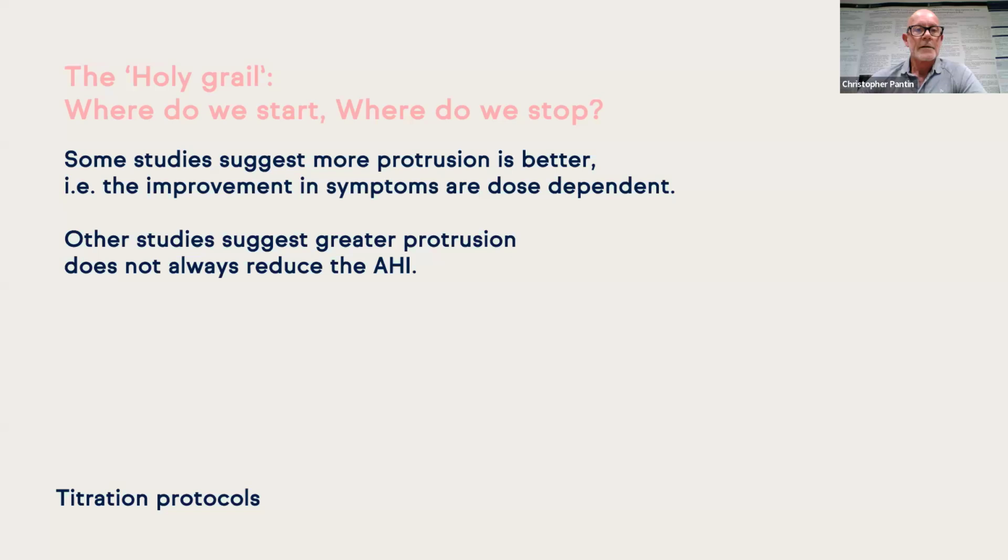So some studies suggest more protrusion is better, i.e. the improvement in symptoms is completely dose dependent and basically limited by the patient's ability to protrude. Other studies suggest greater protrusion does not always reduce the AHI, and we're going to be seeing this also a little bit later.